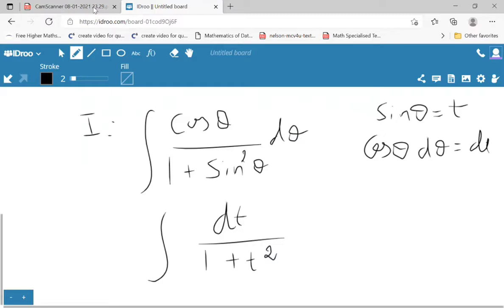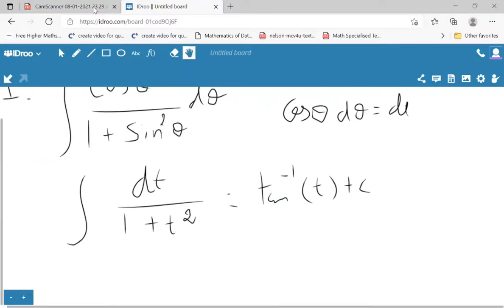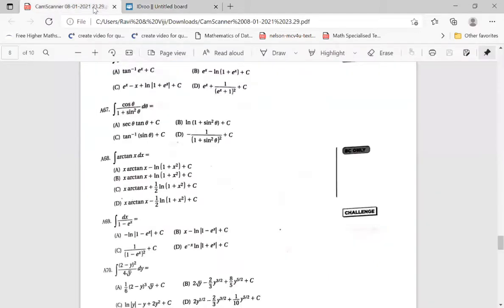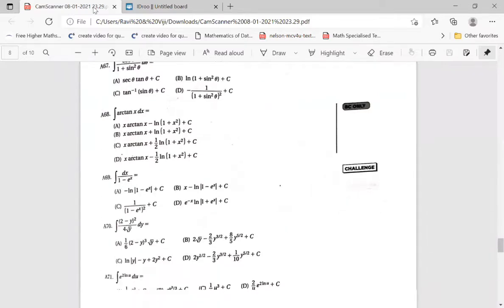This is in the form integration of dx by x squared plus a squared, which is nothing but 1 by a tan inverse of x by a. So this is now going to be equal to tan inverse of t plus c. Now substituting back for t, you get it as tan inverse of sin theta plus c. Let's see which option is correct. Tan inverse of sin theta plus c. So option C is correct.